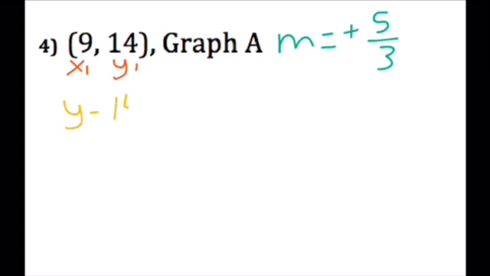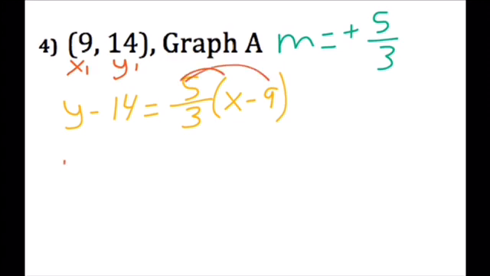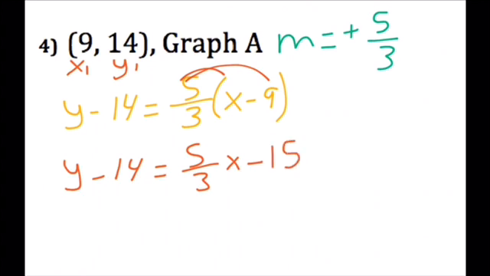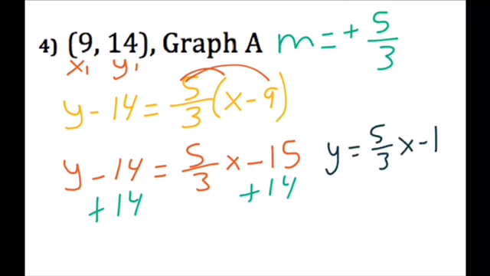Y subtract 14 equals 5/3 parenthesis x subtract 9. Now we're going to distribute our 5/3 through. Y subtract 14 equals 5/3 x subtract 15. We're going to add 14 to both sides. And our answer is y equals 5/3 x subtract 1.